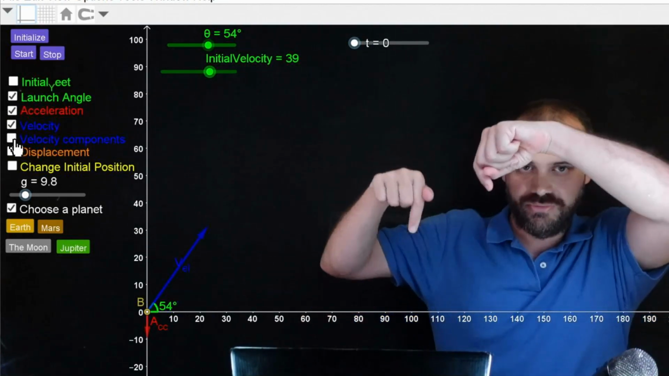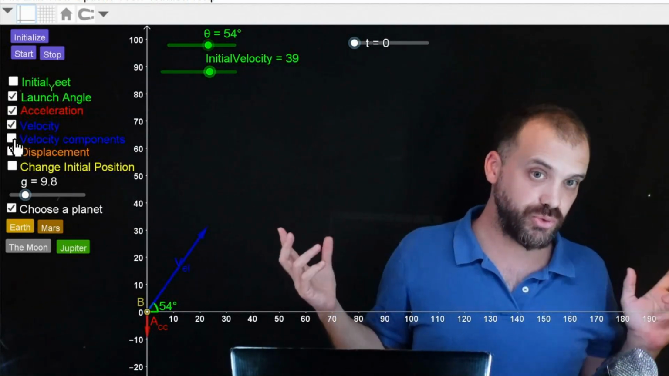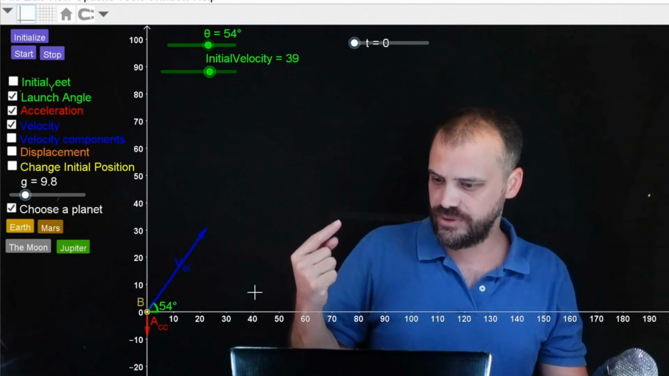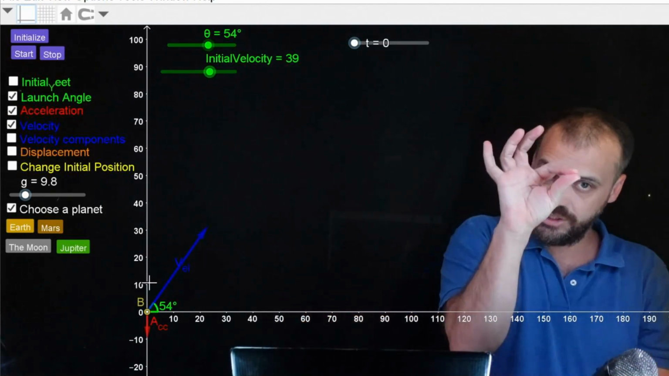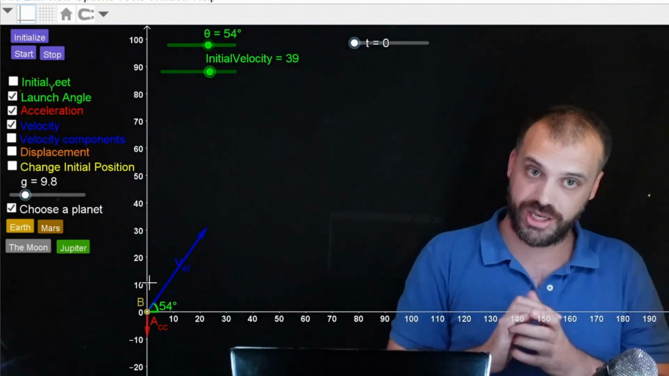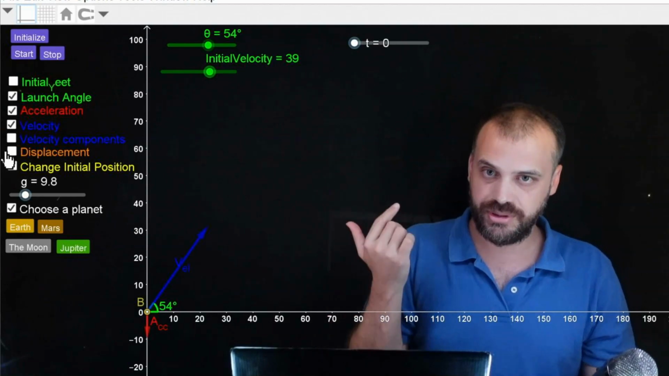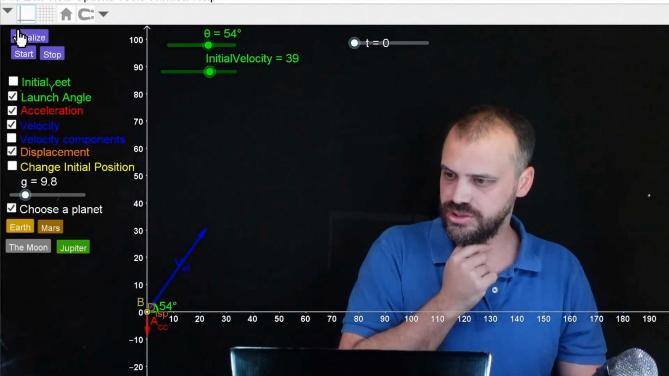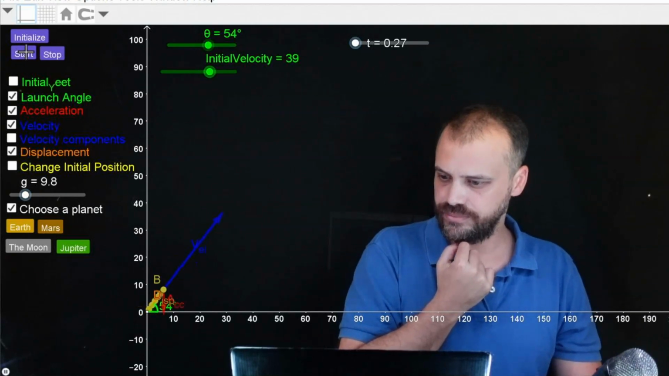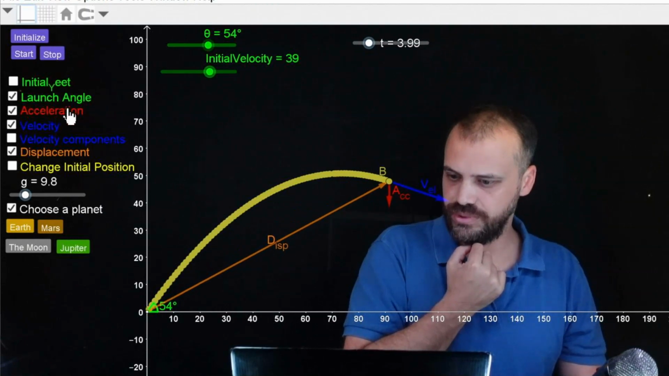Okay, so at the moment what we have, we'll get rid of those velocity components. We have two vectors to describe this. We have the acceleration straight down, which is always 9.8. We have this velocity vector, which never changes in the I component, but changes in the J component. And finally, we have a displacement vector, which is so incredibly boring. Okay, let's just initialize and start that. Okay, I'll just stop there.